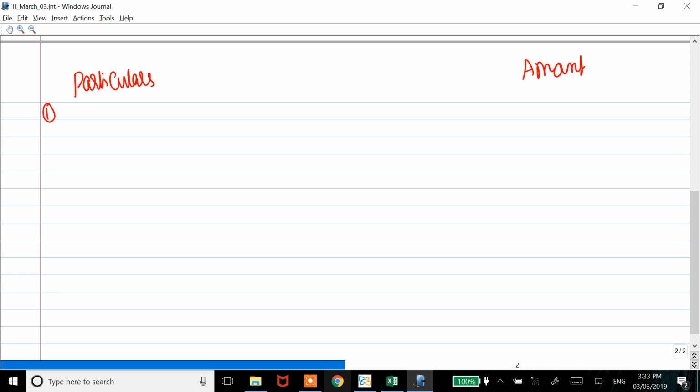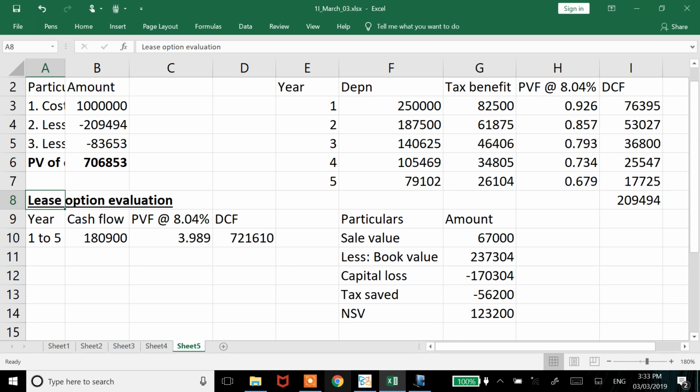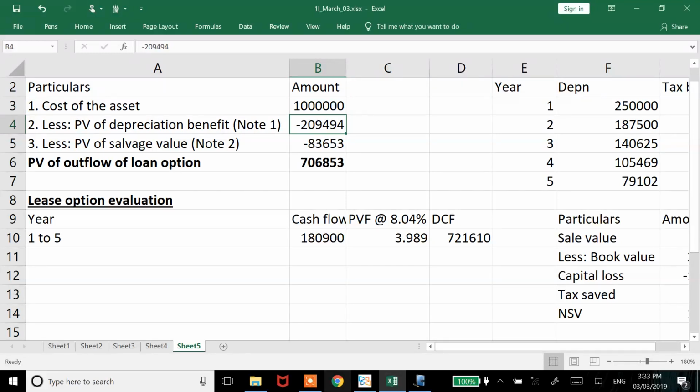Sensitivity analysis on residual value, particulars and amount. First question, when the residual value changes, will anything change in the lease option evaluation? Residual value, why will PVF change? Salvage value, no. Nothing is going to change there. In the loan option, line 1 no change, line 2 no change, line 3 alone is going to change, and we will make this value equal to 721,610.